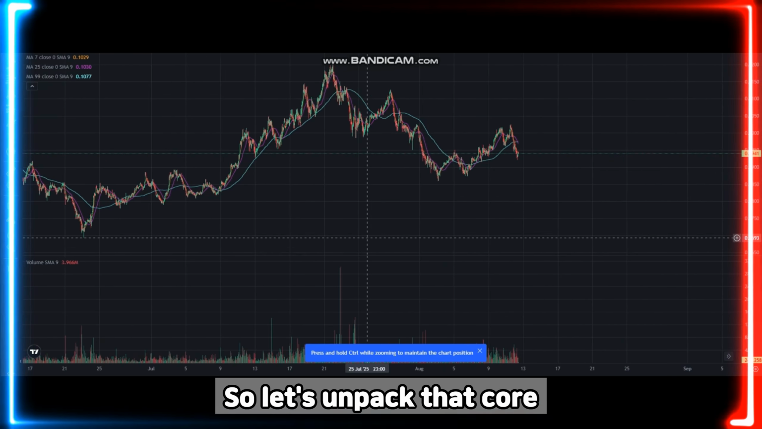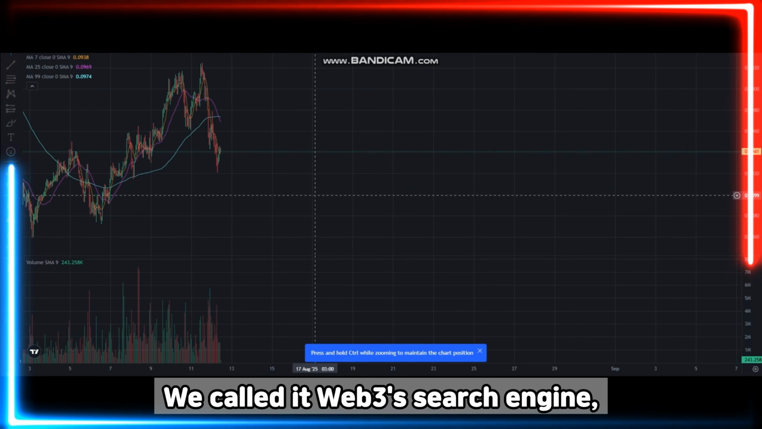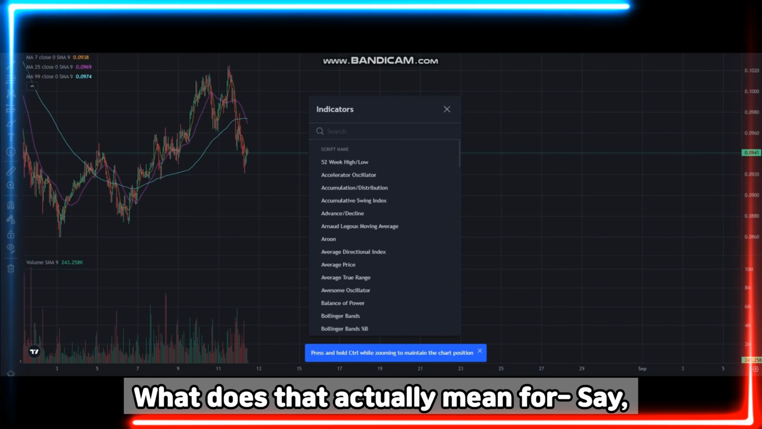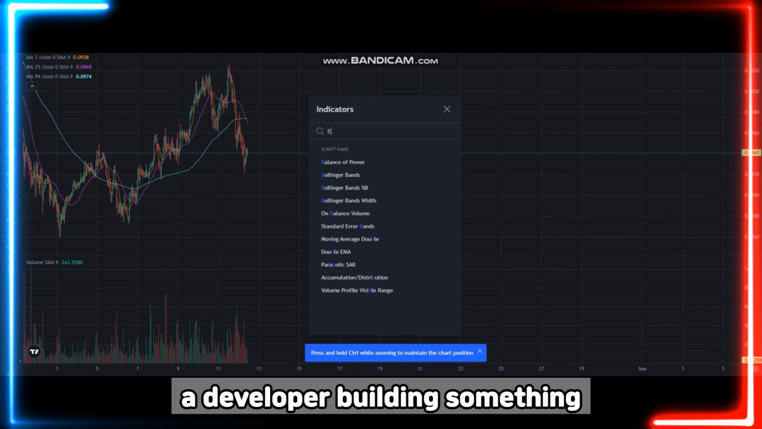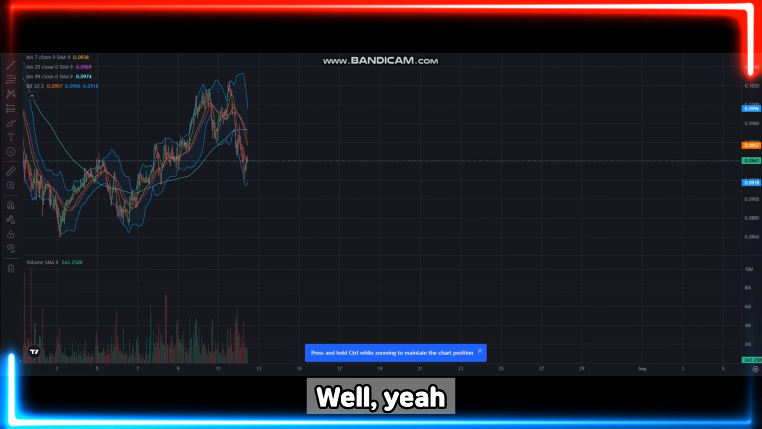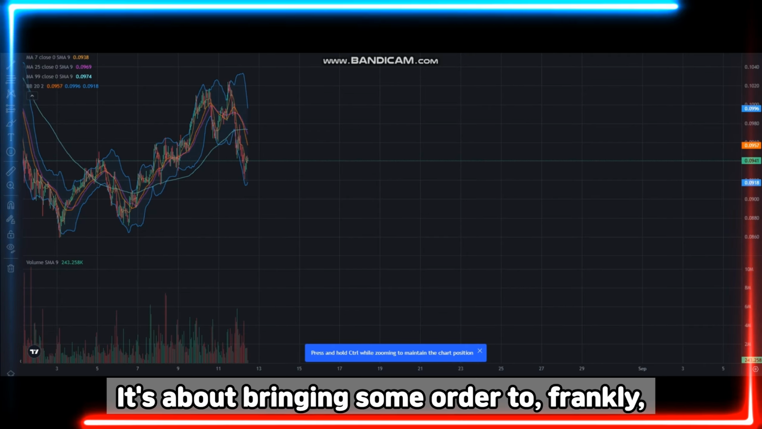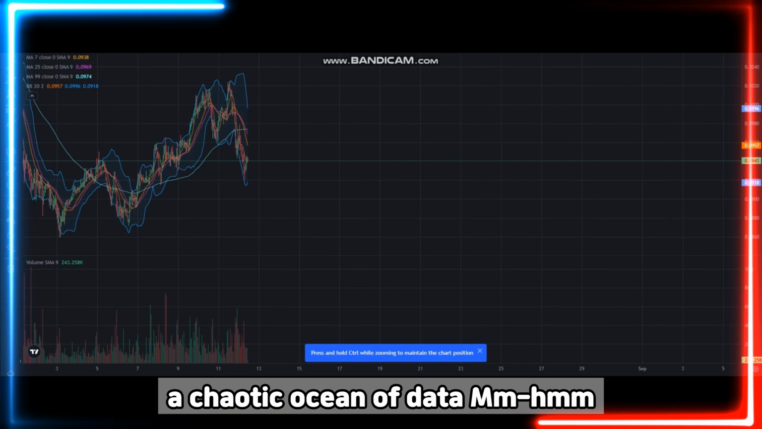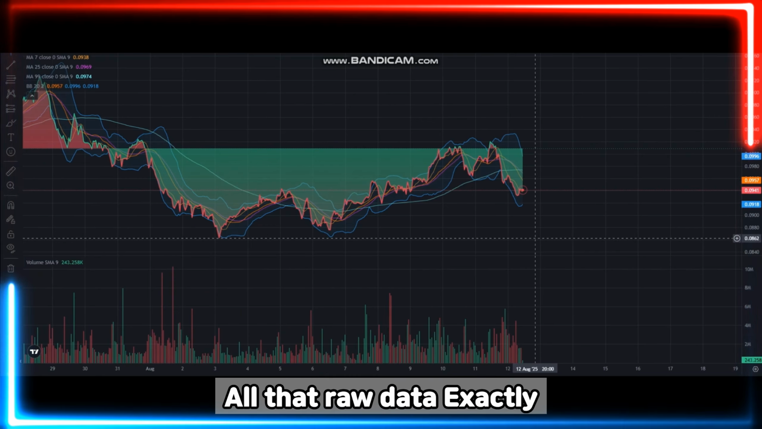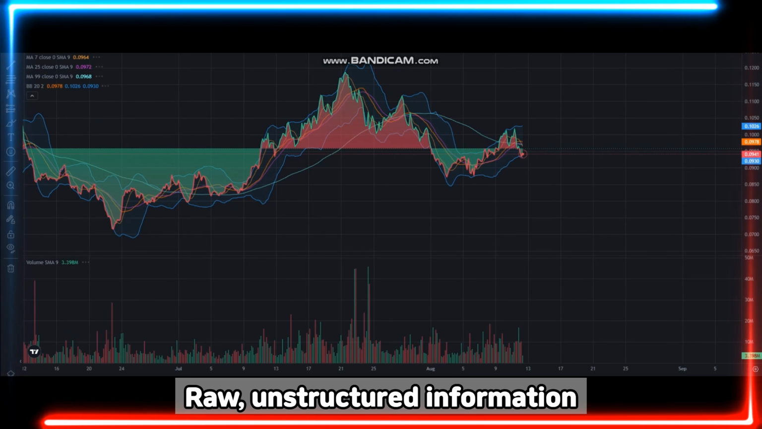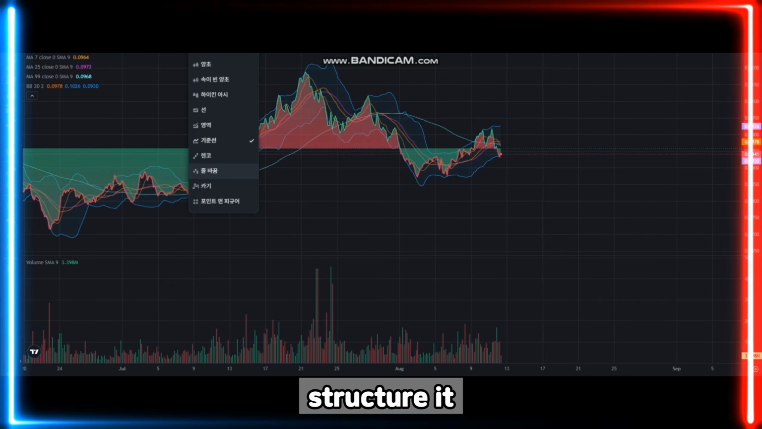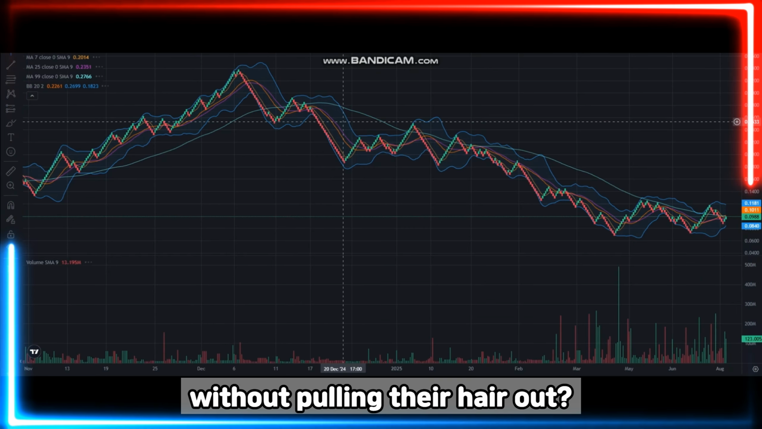So let's unpack that core function a bit more. We called it Web3's search engine, decentralized indexing. What does that actually mean for, say, a developer building something or even just someone trying to use the decentralized web? Well, it's about bringing some order to, frankly, a chaotic ocean of data. Blockchains are constantly updating, right? Ethereum, Solana, Polygon. All that raw data. Exactly. Raw, unstructured information just piling up. The Graph steps in to make sense of it, structure it. So developers can actually use it without pulling their hair out.